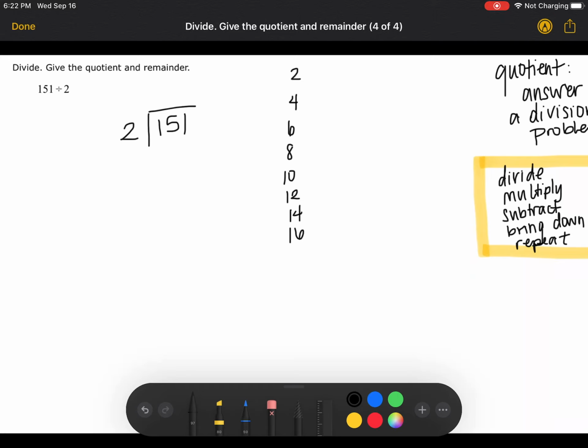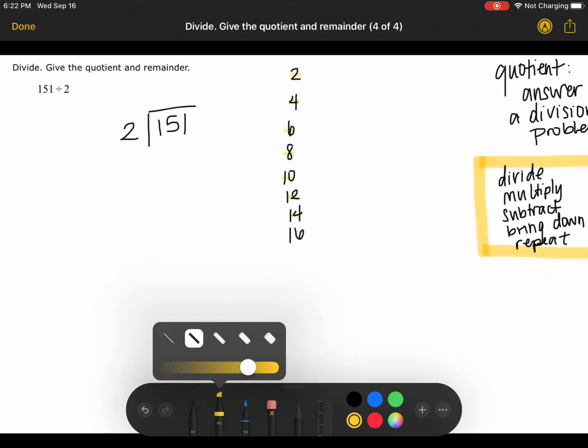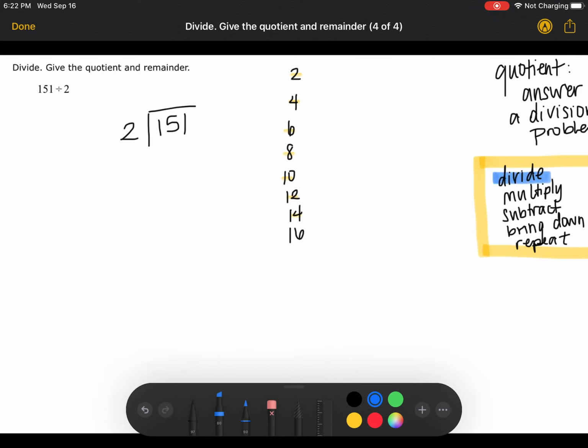So 2 goes into 15. How many times? And that is the divide part. So how many times does 2 go into 15? So I'm going to count that out, right? So I have 1, 2, 3, 4, 5, 6, 7. So 2 goes into 15 7 times. Now, that is my divide. So I'm going to highlight that and put that there. And it goes in 7 times.